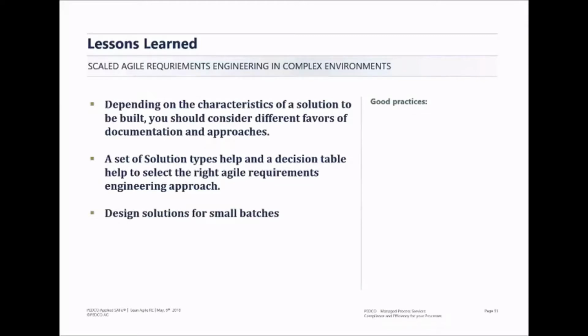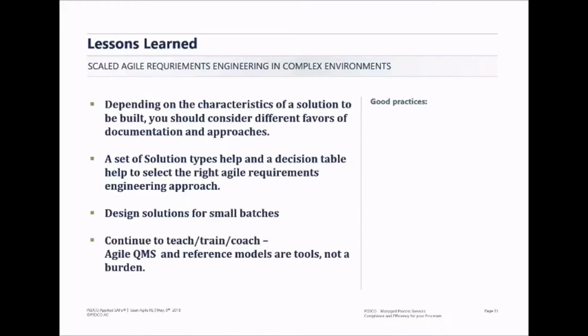Design the solution for small batches, and you should demonstrate compliance and correctness in each iteration and in small iterations. And you should avoid quality debt. You don't build in compliance at the end of development. You do that with each iteration, and just treat audits like normal, as a part of a normal system demo. Continue to teach, train, coach, and we think that Agile quality management systems and reference models are tools and not a burden. So you define clearly which activities occur on which level.